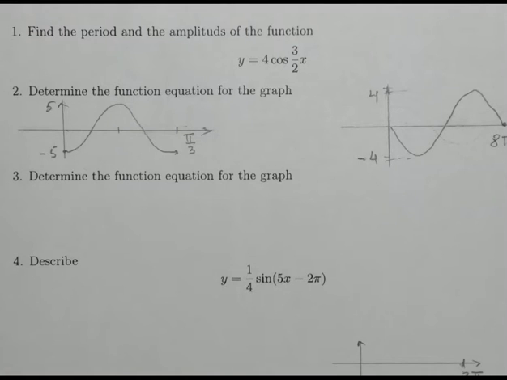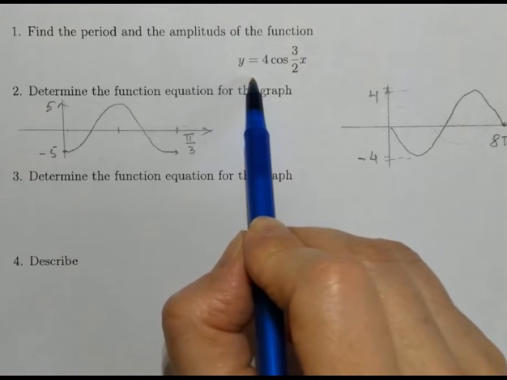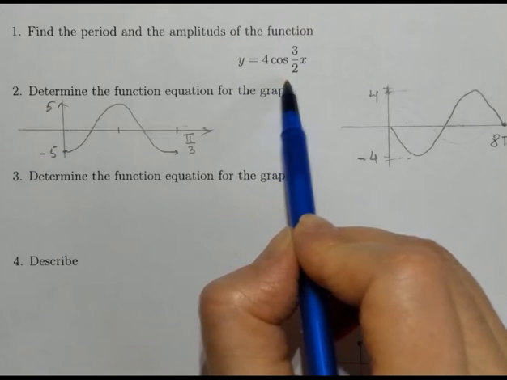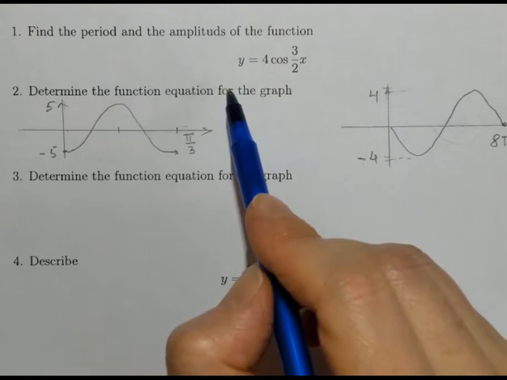Hello guys, let us start our review with the problems from chapter 4, graphs. We have the function y equals 4 cosine 3 secant x. Let us find the period and amplitude of the function.